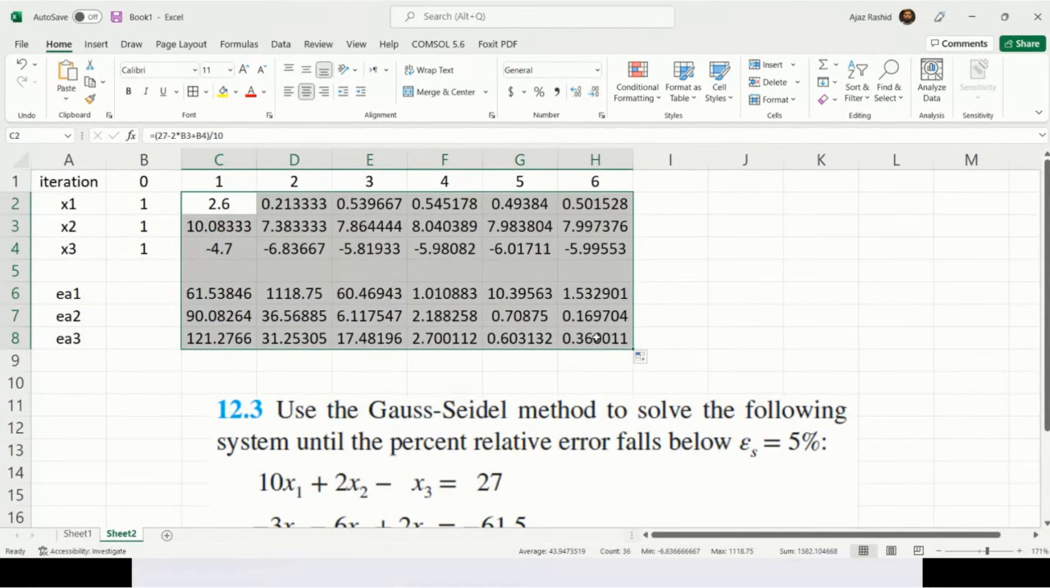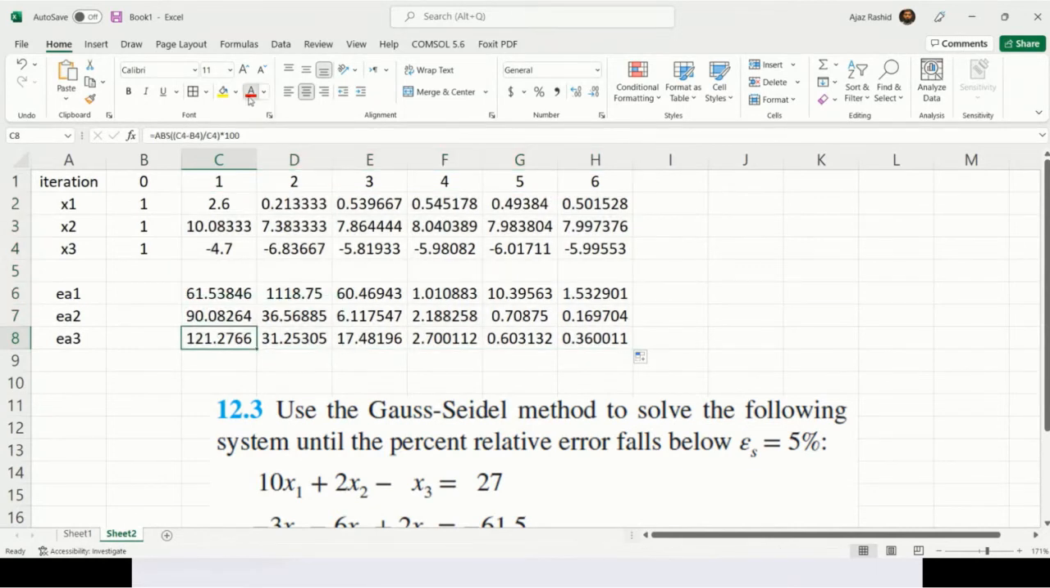Your stopping criteria is 5%. So you make sure that you go below 5%. You look at the maximum one. Here, this is the maximum. That's the maximum. That's the maximum. Whenever the maximum goes below 5%, which is the stopping criteria, you can stop.